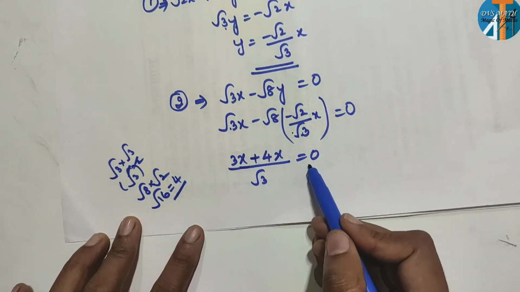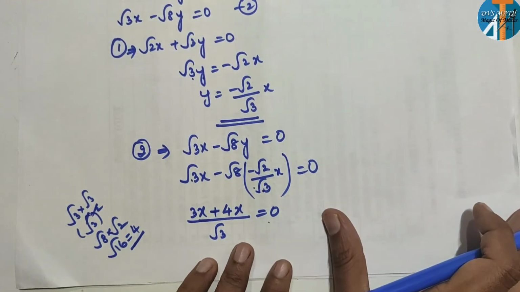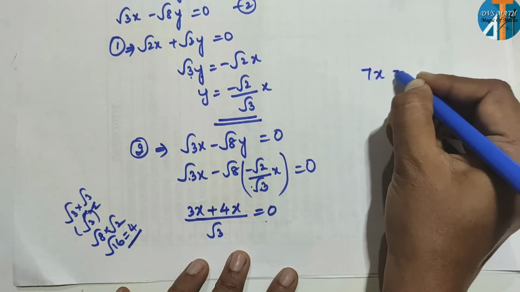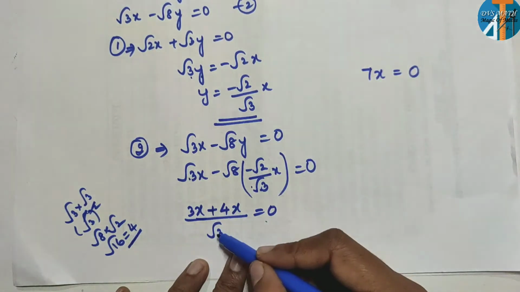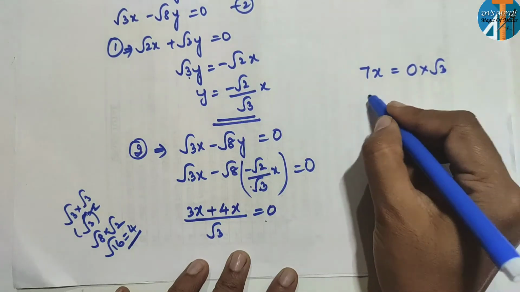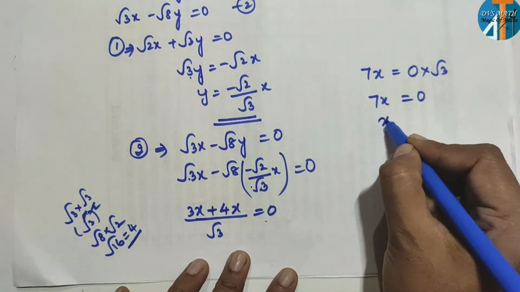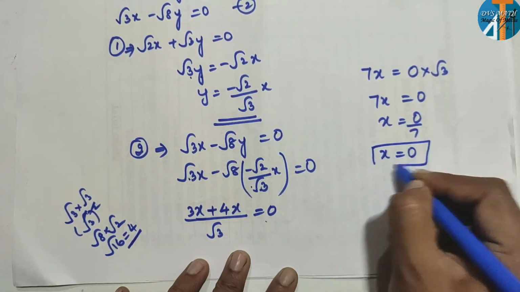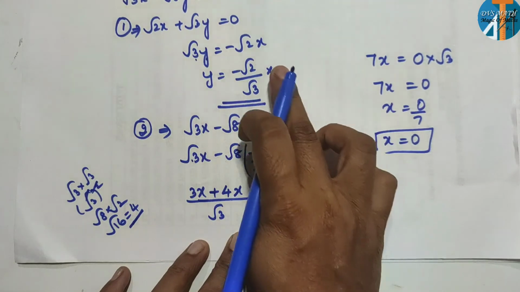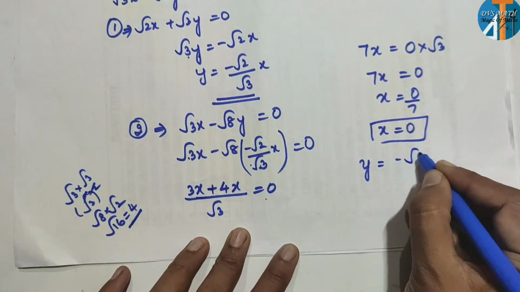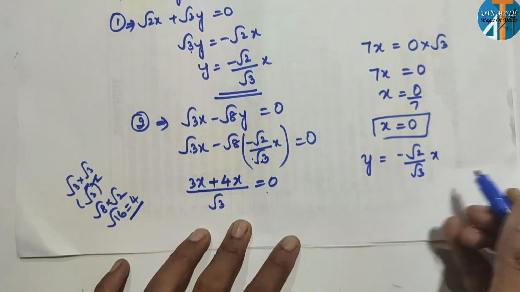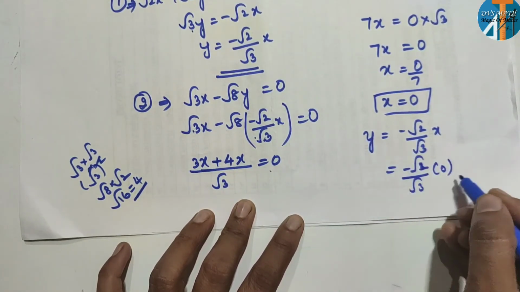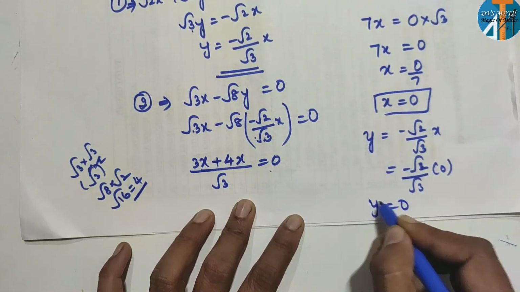Now let us cross multiply. Root 3 into 0, anything multiplied with 0 is 0 only. So 3x plus 4x, what will you get? 7x is equal to 0. So x is equal to 0 by 7, and anything with 0 on top is 0. X is equal to 0. Now let us substitute this x here. Y is equal to minus root 2 by root 3 x, so minus root 2 by root 3 into 0. Again it is multiplied by 0, so y is equal to 0.